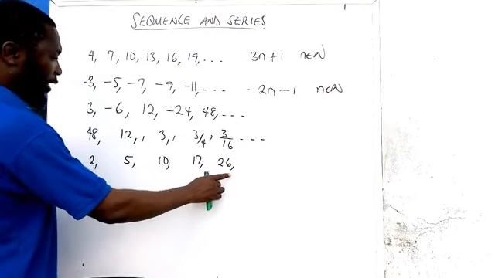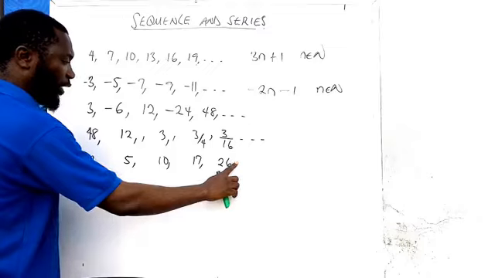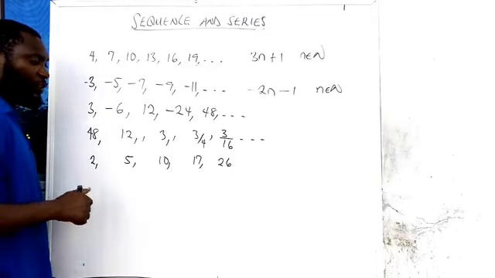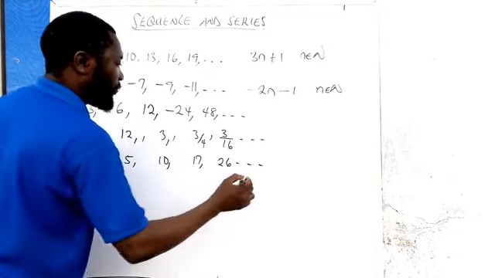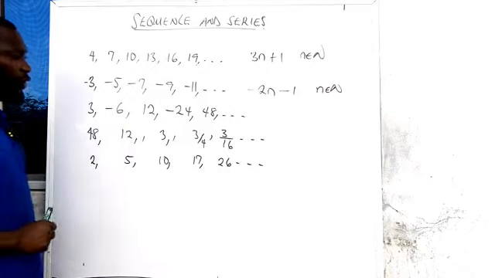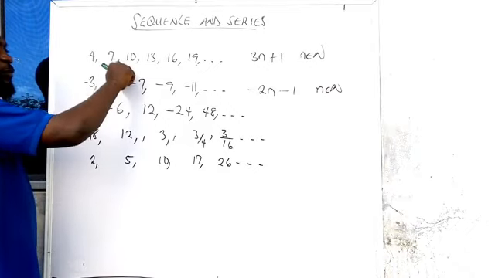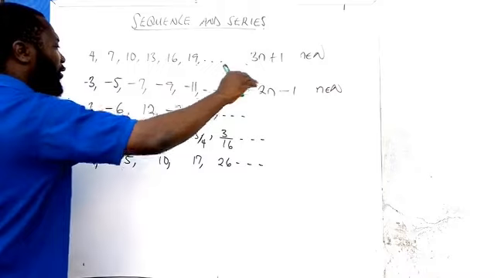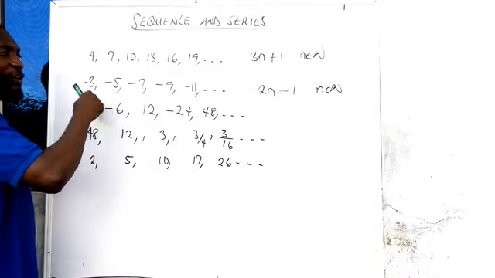This one is also an infinite sequence. If it stops here, it means it's a finite sequence, but it also continues. Now, let's move to the next one. Here, addition of a positive number will generate. Here, addition of a negative number will generate.